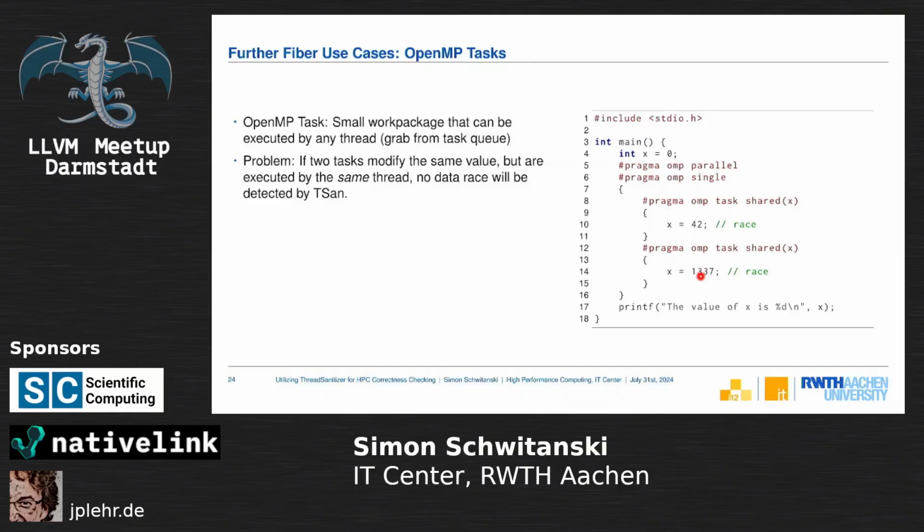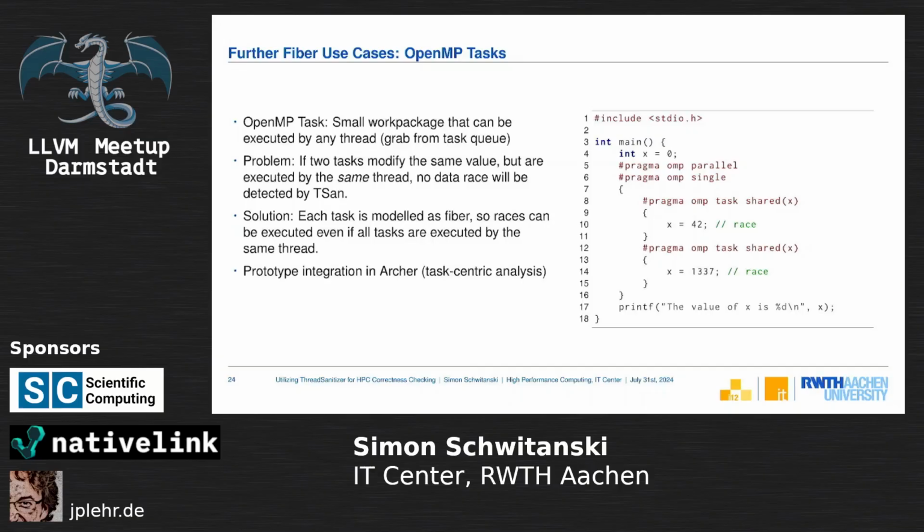That means there is a fiber for that task, and you annotate those accesses in that fiber. Therefore, although this data race does not occur in execution because you have only one thread that executes the tasks, you can still detect it. And this is, I think, a helpful application of those fibers. As I said, that's written on the slides: each task is modeled as a fiber, so races can be detected even if all tasks are executed by the same thread. So actually also a nice example.